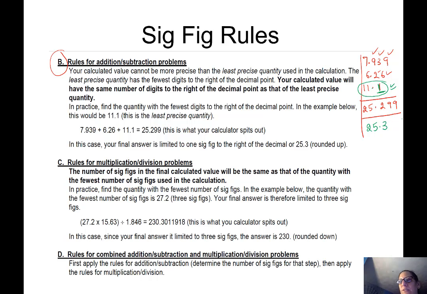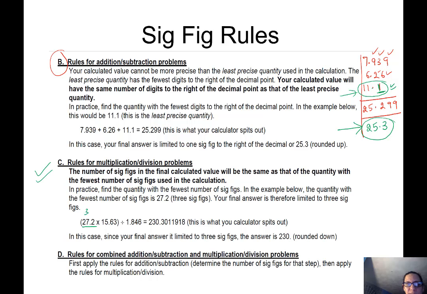Okay, so least precise value, you're going to round to the least precise value. The least precise here is 11.1, not 6.26. So your final answer should match the least precise value. That's what it's saying. And rule number C is multiplication and division. It's very simple. You don't have to memorize too much with this.